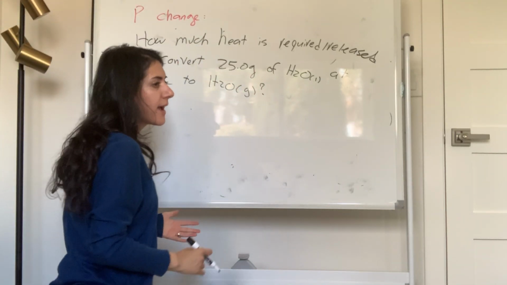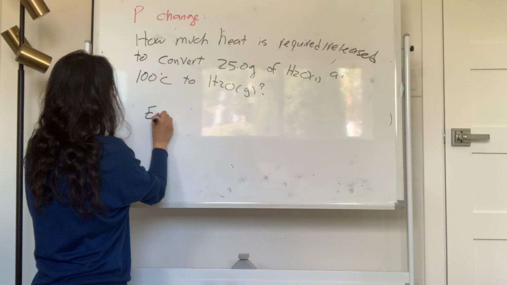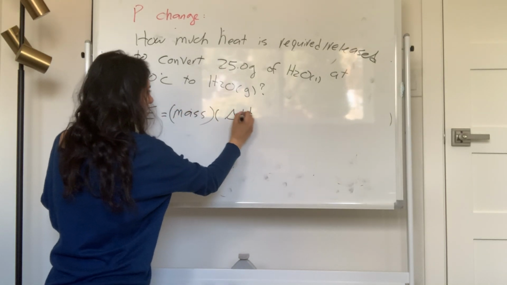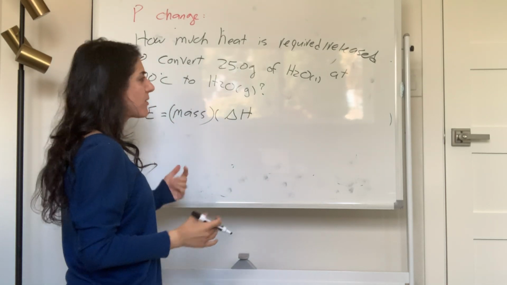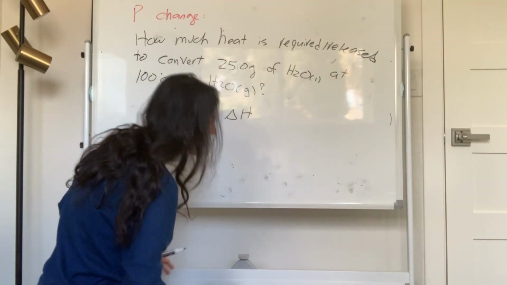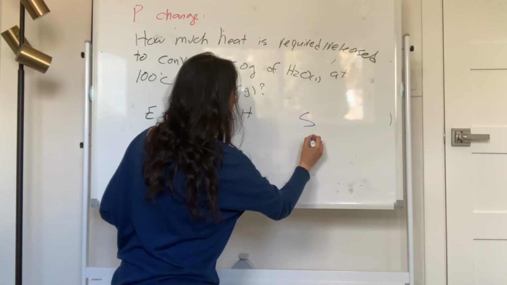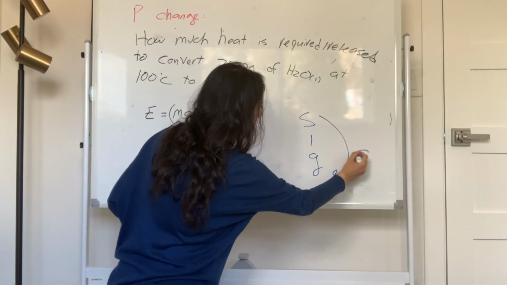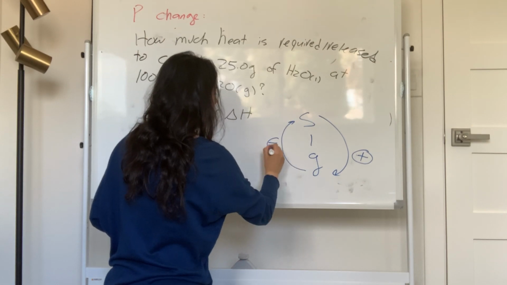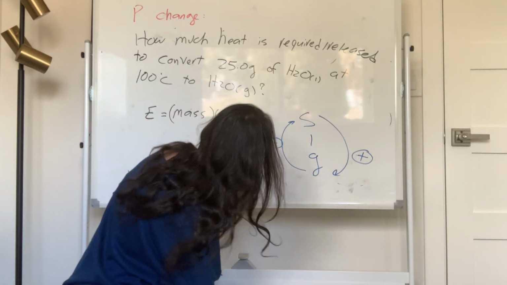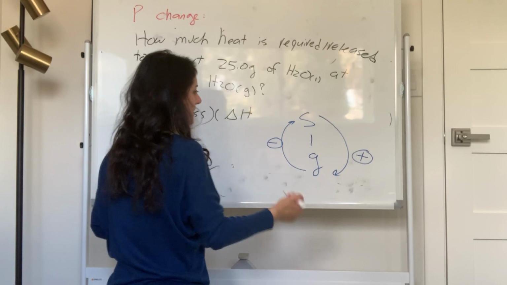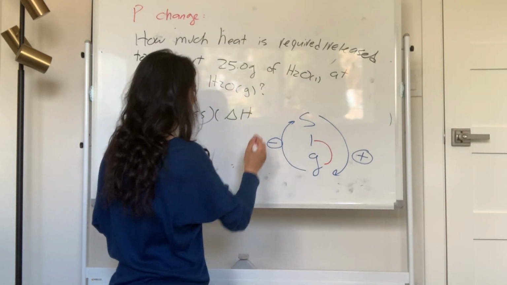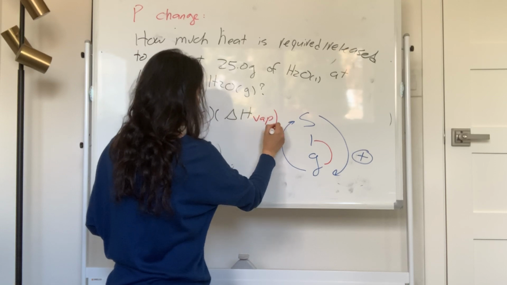Now, I know I'm doing a phase change. So I'm going to write down energy is equal to mass times delta H, okay? Now, what type of phase change am I doing here? So solid, liquid, gas, put this up every time. You go down here, endothermic, you go up here, exothermic. What am I doing over here? I'm going from liquid to gas, right? So that's the heat of vaporization.